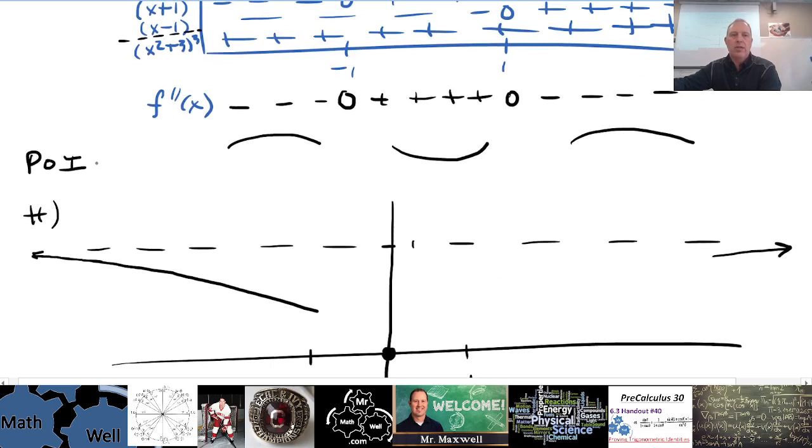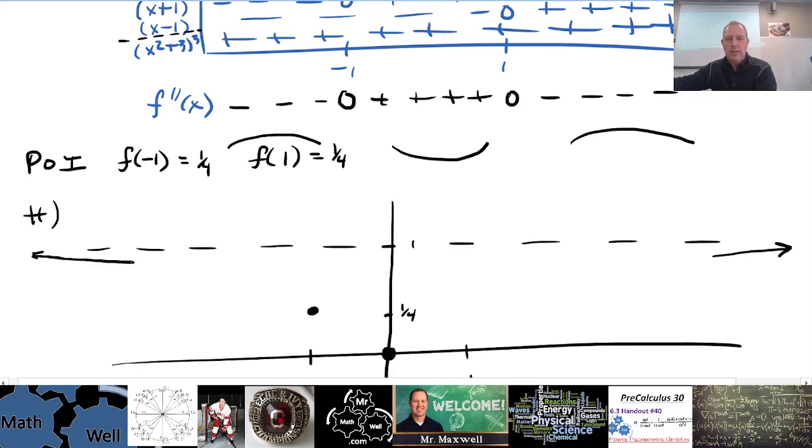So points of inflection are going to be f of negative 1 and f of positive 1, which are negative 1, 1/4 and positive 1, 1/4, which I tested 1 and negative 1 for symmetry. So if this is 1/4, then that's a point of inflection. It changes from slightly concave down to now slightly concave up. Concave down flipping to concave up, then, boom, flipping again to slightly concave down.